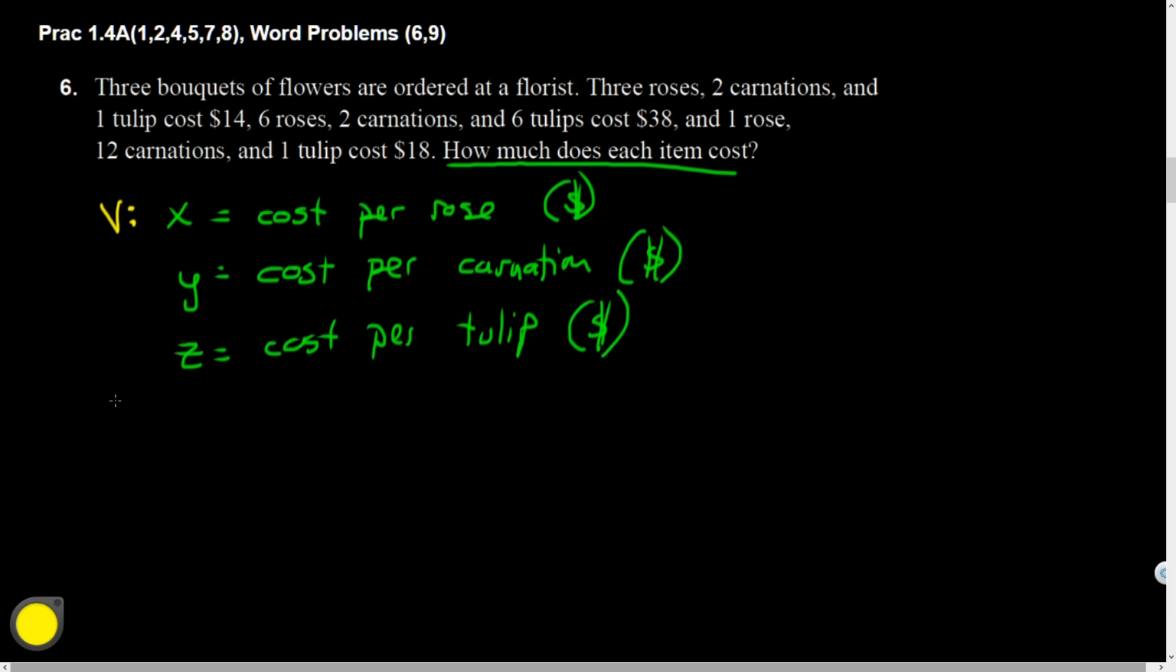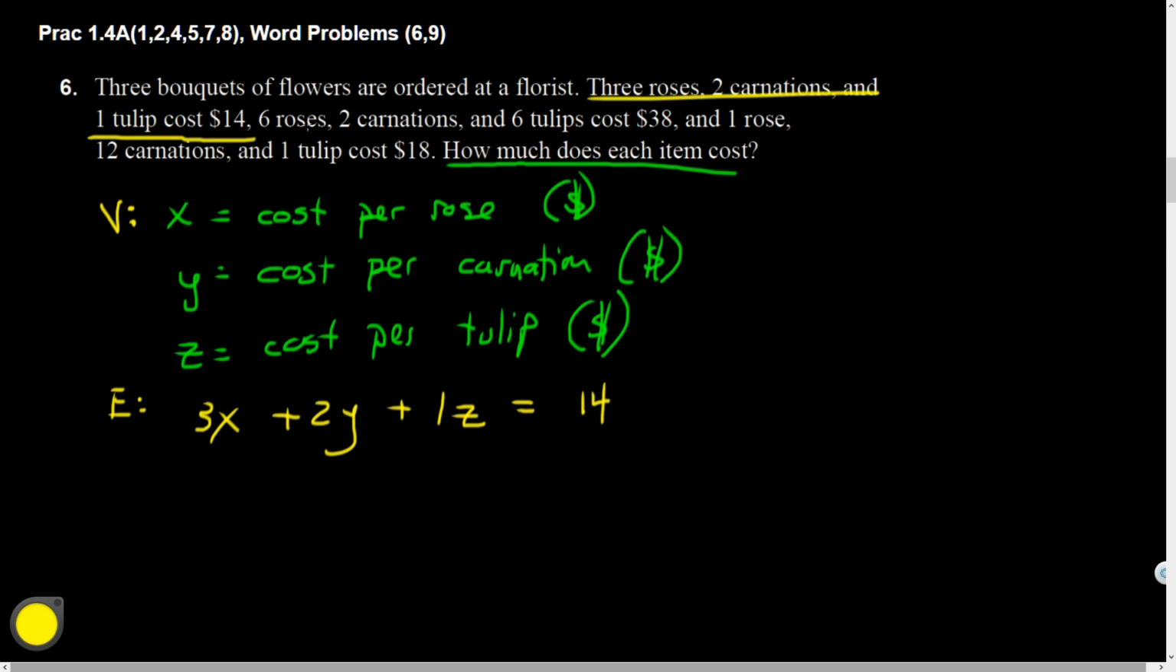All right. And so let's write our equations now that I've defined my variables. So they had this one fact up here, and let's write that out. 3 roses times the price per rose, right? 3 roses times X would give me the total amount that all the roses cost in that bouquet, plus 2 carnations times the price per carnation, plus 1 tulip times the price per tulip, which we could just write as Z, is going to equal $14.